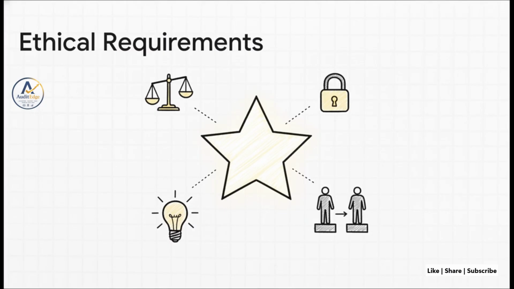An auditor has to comply with relevant ethical requirements, primarily the ICAI Code of Ethics. You must uphold integrity, objectivity, professional competence, confidentiality, and professional behavior. But most importantly, you must maintain independence. That means independence of both mind and appearance. This is what safeguards your ability to form an unbiased opinion.